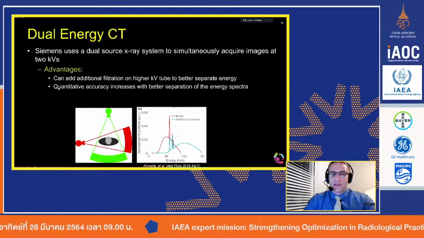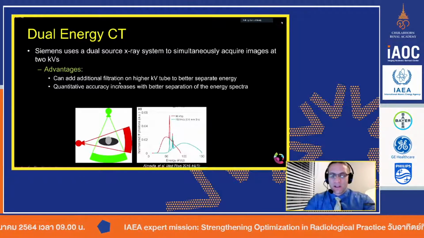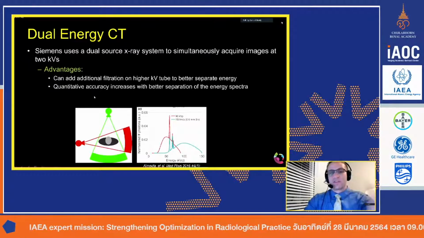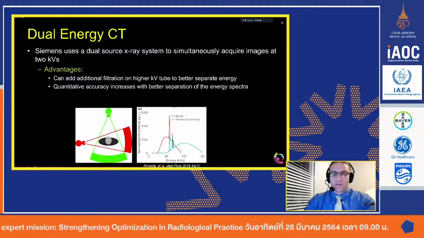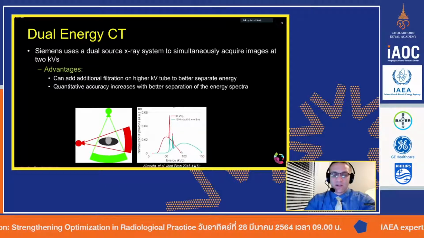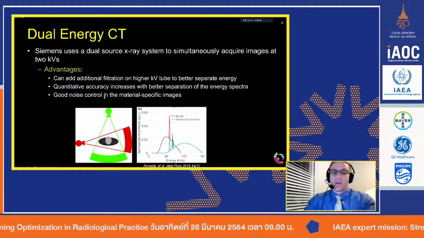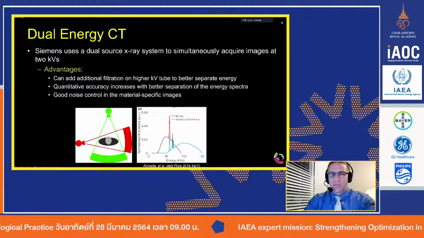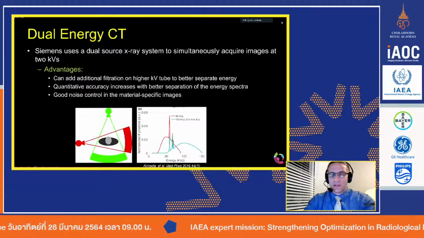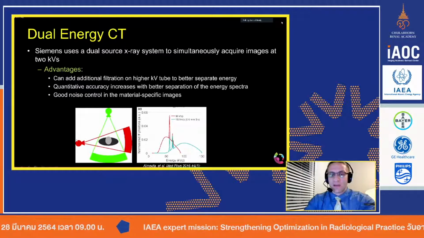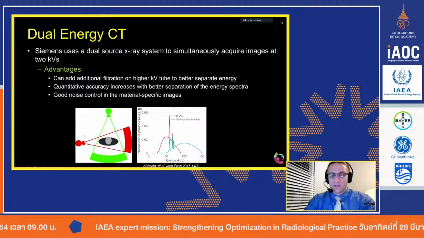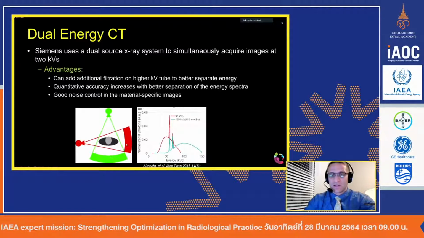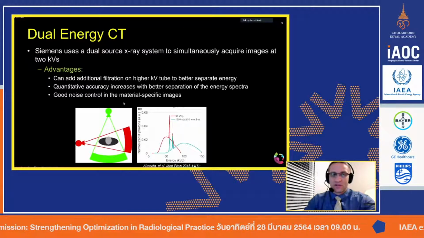And therefore it increases the quantitative accuracy of the dual energy image thanks to their better separation of these low and high energy spectrums. You also get really good noise control because you can independently increase or decrease the mA per X-ray tube so that you get the right amount of signal at each detector without too much noise.